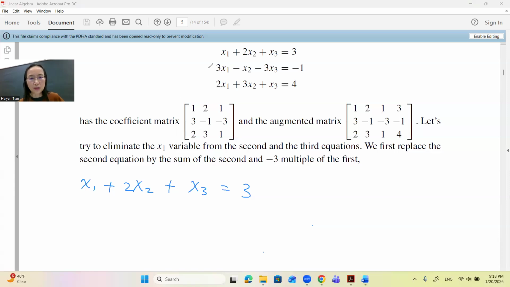Second equation, yes, we need to change. That is, I want to eliminate the x1 variable, but I want to make use of the first equation. Although I don't make any change to the first equation, I can use it. Suppose I use it in such a way that I multiply it by 3, and then I subtract the first equation from the second.